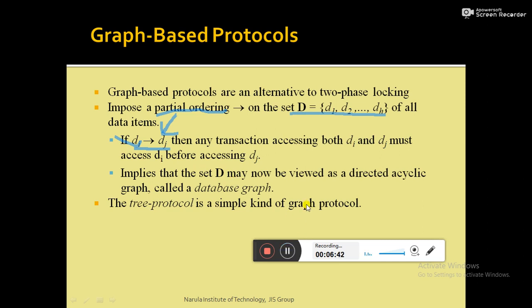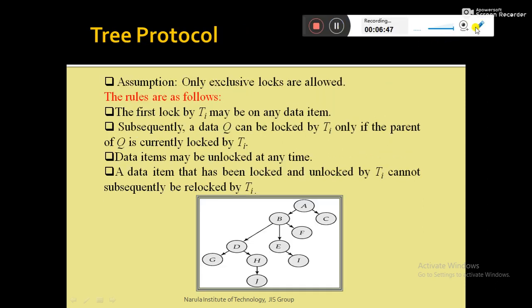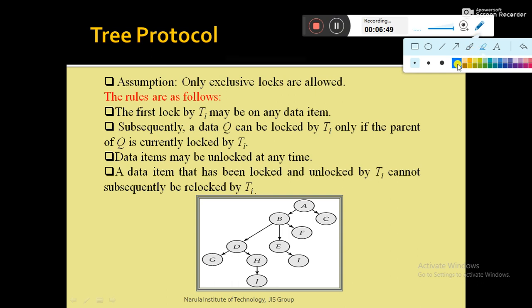So let's look at how the database graph looks and what the tree protocol is in the next slide. The database graph should look like the picture shown here. A, B, C, D, all these vertices represent the data items which are going to be accessed by the transaction, and these are the edges. A arrow B means if a transaction wants to access data items A and B, then the transaction first has to access A, and only then can it access B. That is how a database graph can be represented.